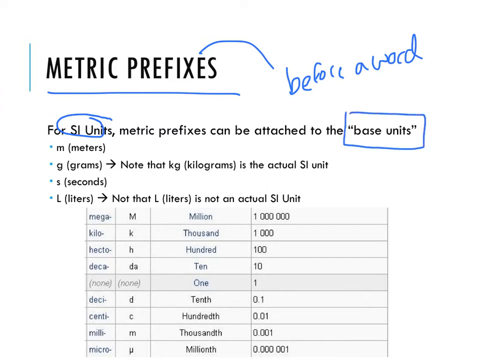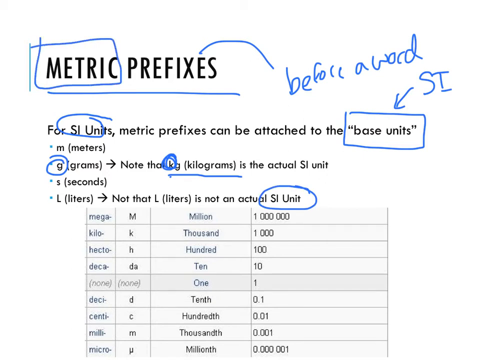I use this term loosely because you'll notice that this does not necessarily mean that they are our SI units. So for example, we've got meters, again, which is M, grams, which is G. Note that I don't say kilograms. Kilograms actually has this prefix, which is a K. And kilograms is the actual SI unit, but G would be the base unit I mentioned over here. Seconds, S, and then liters. Remember that liters is not actually an SI unit, but it still is able to use these metric prefixes. You'll notice that we have them right here.